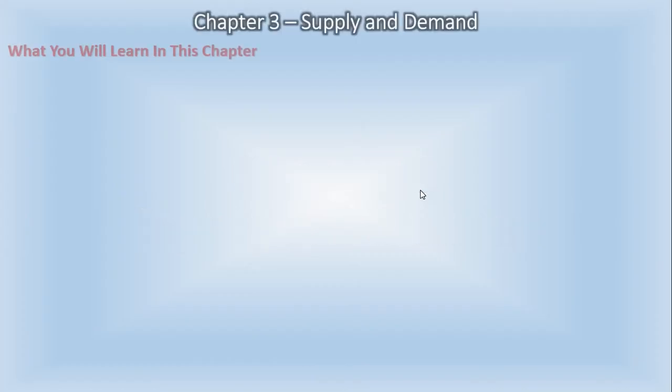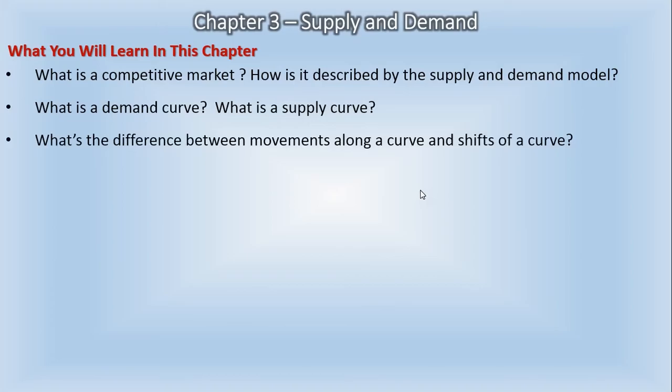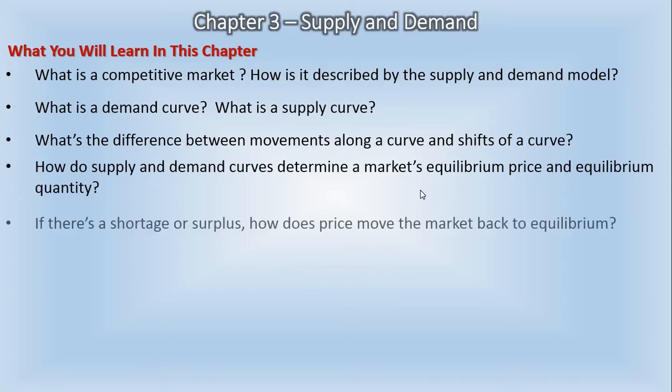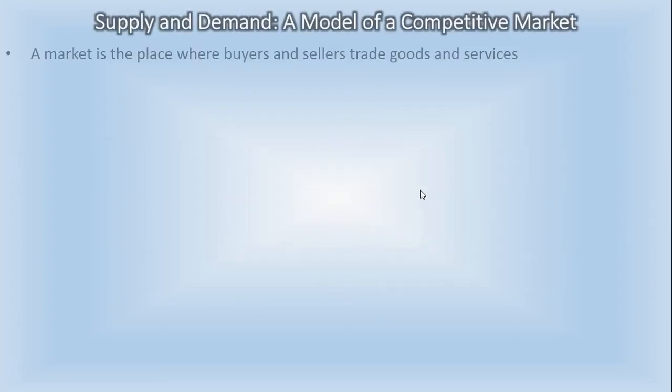Again, we're going to learn what a competitive market is, how it is described by the supply and demand model, what a demand curve is, what a supply curve is, what's the difference between movements along a curve and a shift of the curve, how do supply and demand curves determine a market's equilibrium price and equilibrium quantity, if there's a shortage or surplus, how does price move the market back to equilibrium? All right, so let's talk about the model of a competitive market, supply and demand.